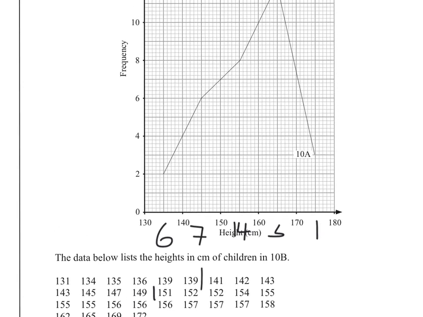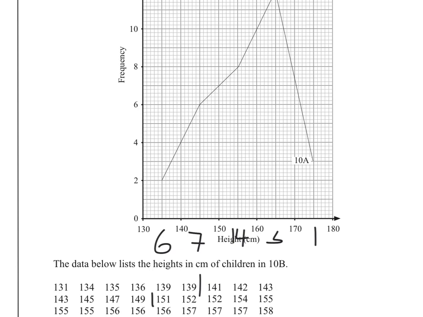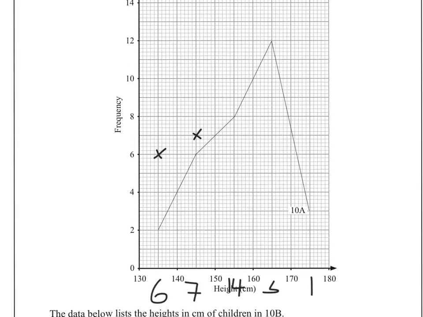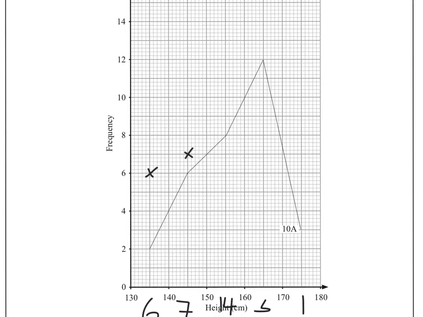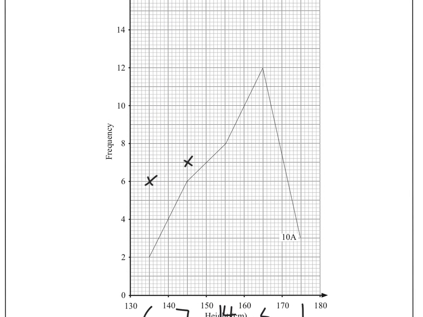We plot at the midpoint, which means that at 135, we put in 6. At 145, 7. 150 to 160 is 14.